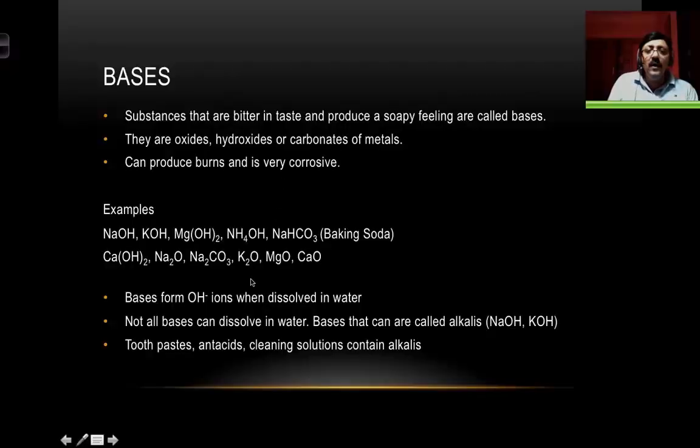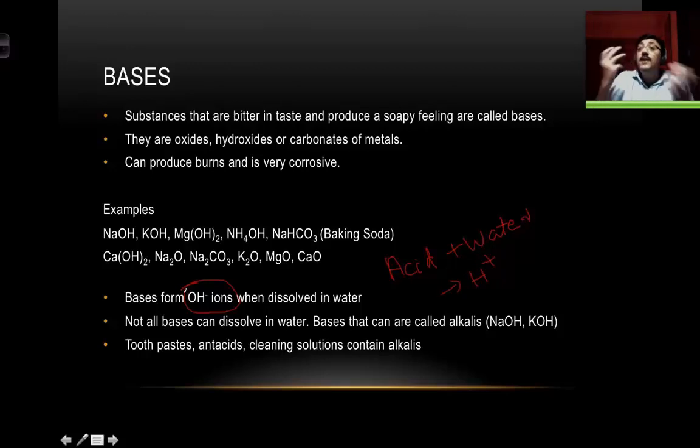Okay. So now, what are bases? What is so special about bases? Now, you remember the most special characteristic of acids is that when acids are dissolved in water, they produce hydrogen ions, H+ ions, right? Now, the bases instead produce hydroxyl ions, OH- ions. So that is the main characteristic of a base. It produces hydroxyl ions, whereas the acid used to produce H+ ions. Here it produces the OH- ions. So that is a key difference between the base and the acid, right?